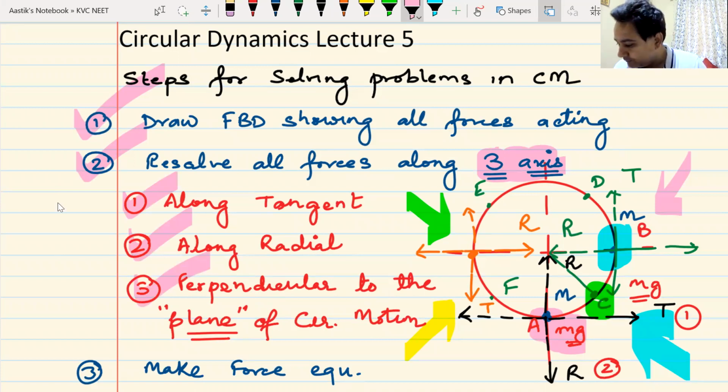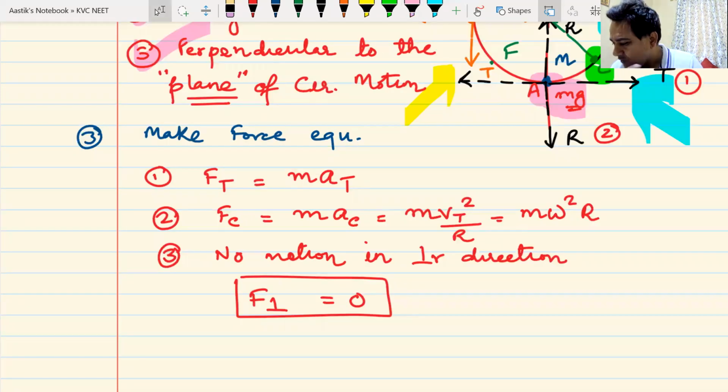What is the next step? Making force equation. Okay, making force equation. How do I make the force equation?